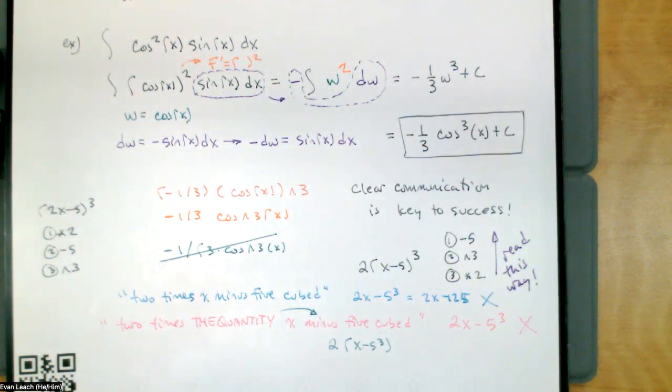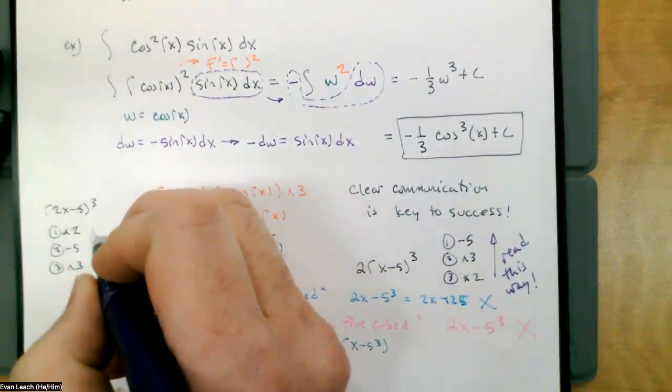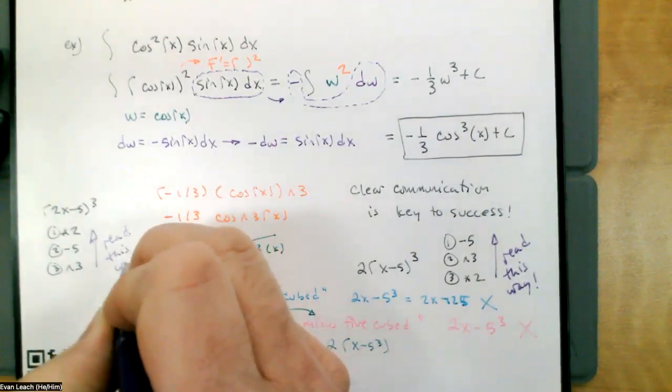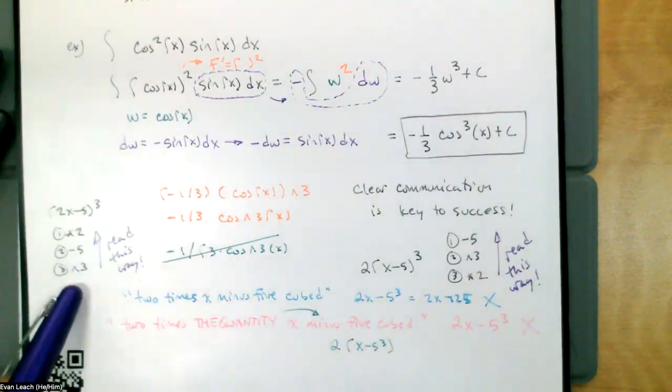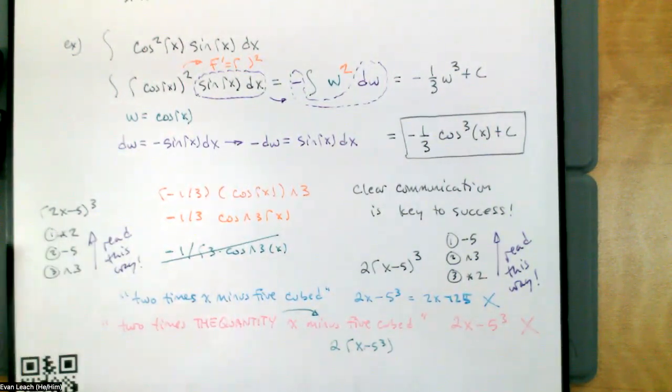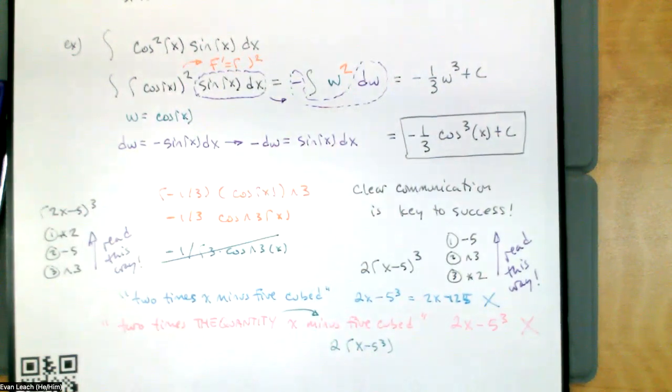But if we want to read this expression so that this is the only expression that can be written based on the description, you read it this way: the cube of the difference between 2 times a number and 5. The cube of what? This difference. The difference between what? 2 times this number and 5.